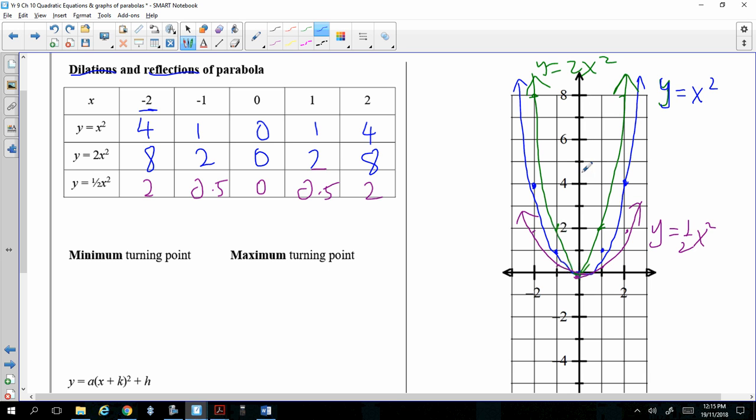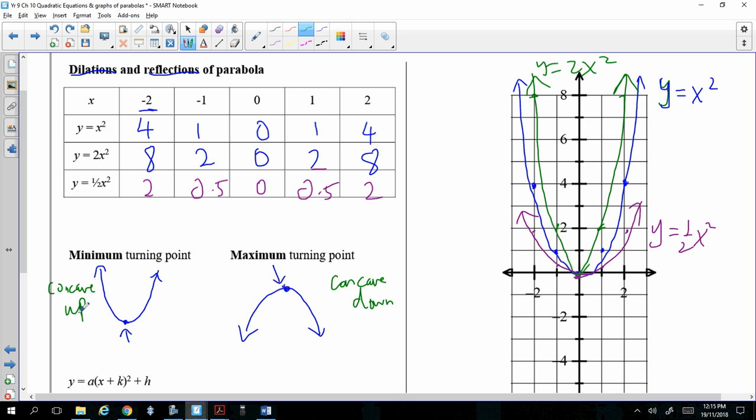Alright, let's talk about the minimum turning point. What's a minimum turning point? It's the one where you have a smiley face, and that point is the lowest. You would call that the minimum turning point. And the maximum turning point is when it's a concave down parabola. So we'll call this concave down, and this is concave up.